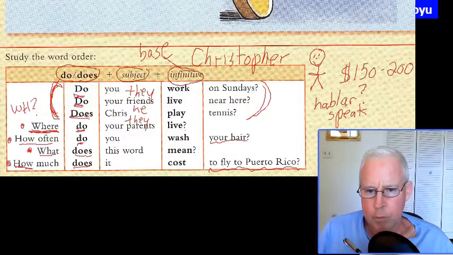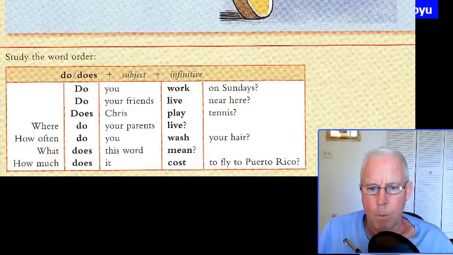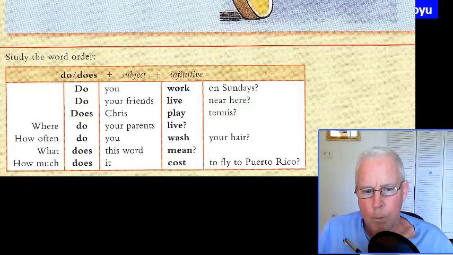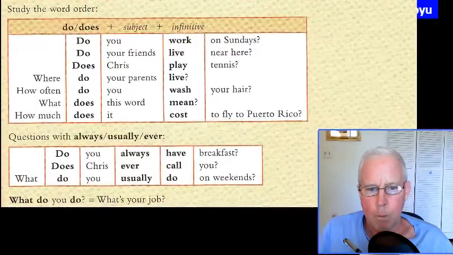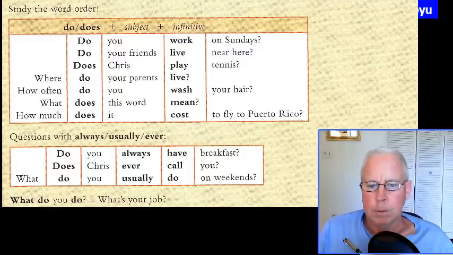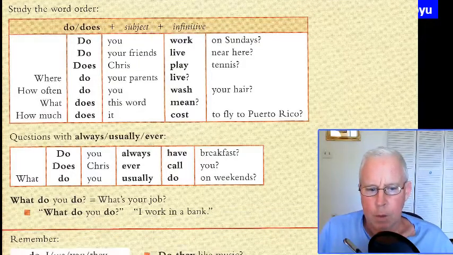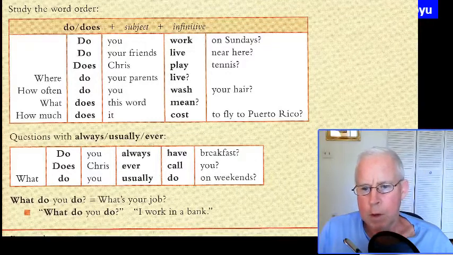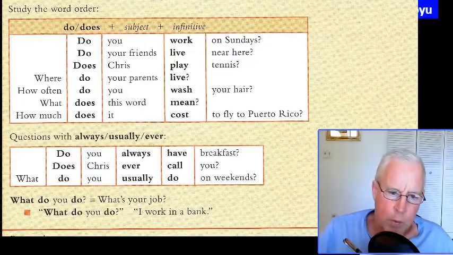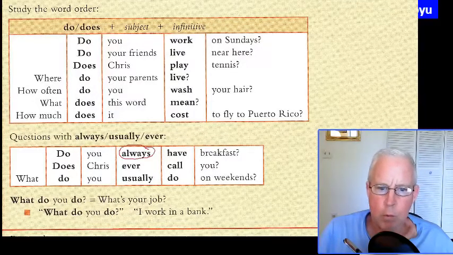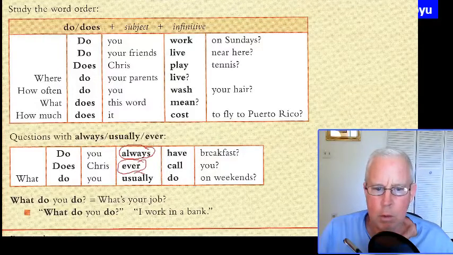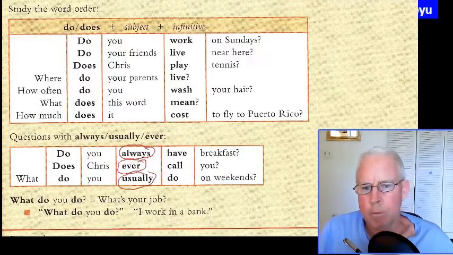Okay, so let's play with these a little bit now, these forms. Okay, but before that, again, let's notice where the adverbs go. These words are adverbs: always, ever, usually. So where do these go?